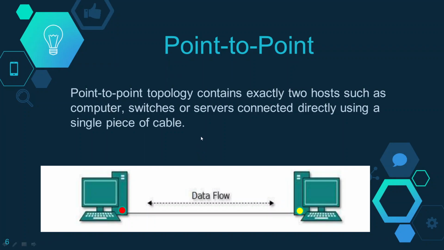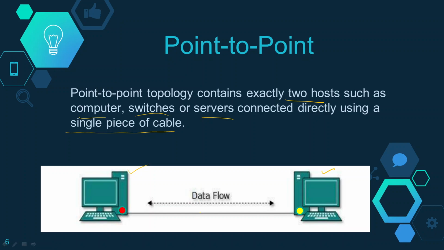First of all, the point-to-point topology. The point-to-point topology contains exactly two hosts, such as computers, switches, or servers, that are directly connected using a single piece of cable. Here we can see that we have two computers and they are connected through a single cable. This is one of the simplest topologies that we can have.